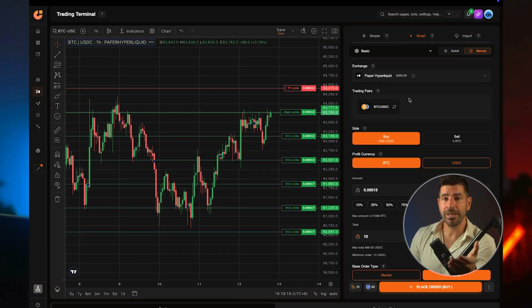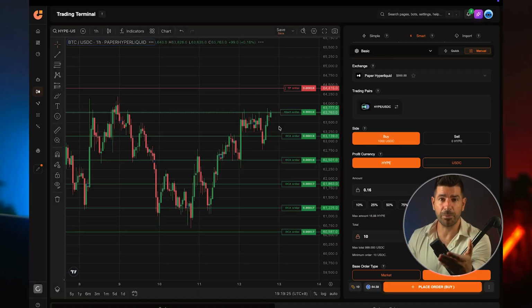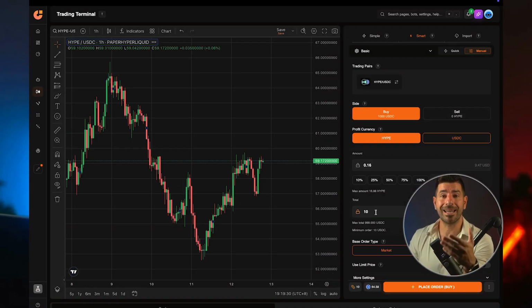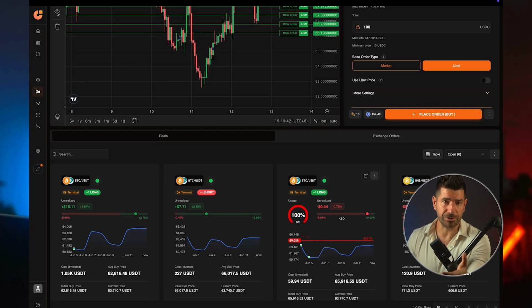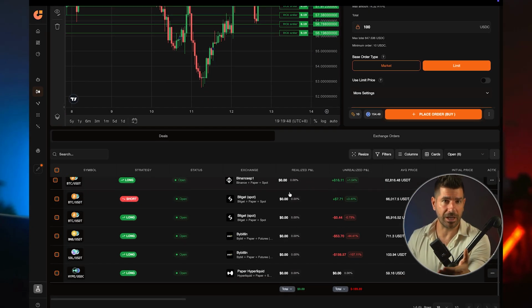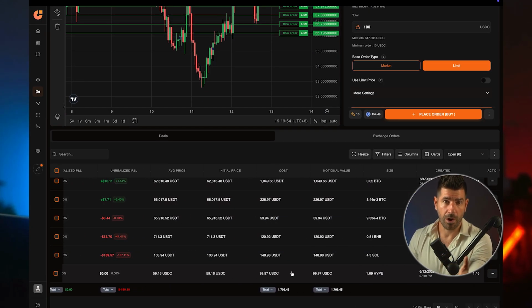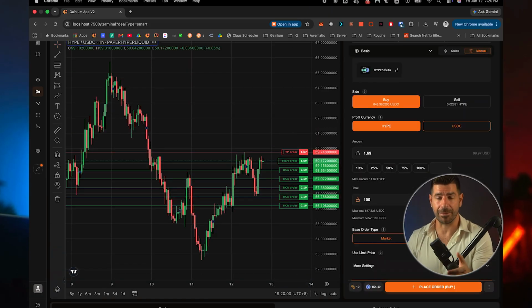Now, paper trading is a great learning tool, but it has real limitations. And if you don't understand them, you'll get a nasty surprise when you go live. So let's review them. The first is no slippage. In paper trading, your orders fill at the exact price you set. In real markets, especially with larger positions or during volatile moves, you'll get slippage. Your buy might execute a fraction higher, your sell a fraction lower. Over hundreds of trades, that adds up.